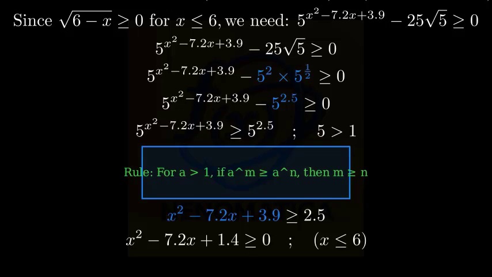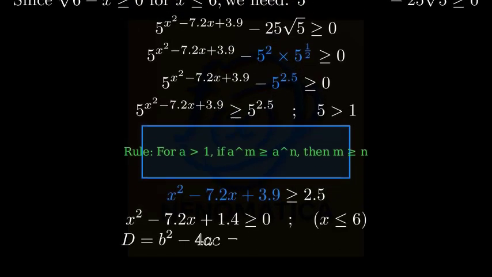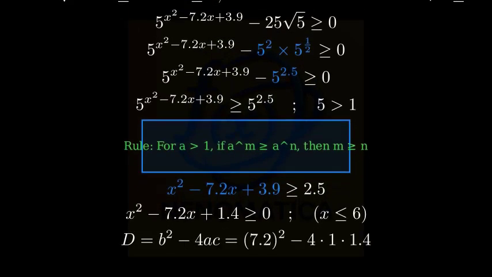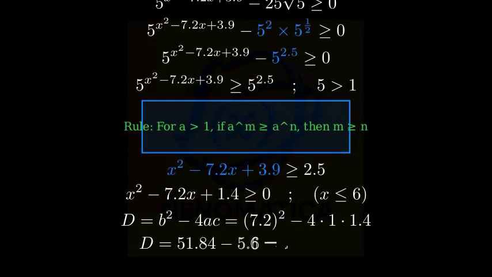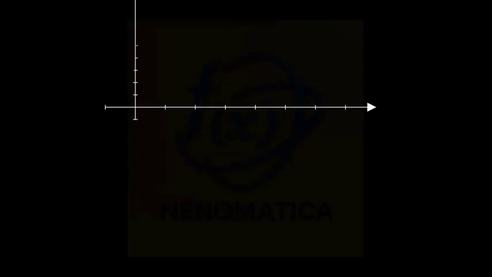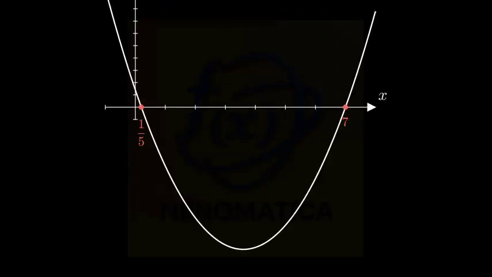Now, let's solve this quadratic inequality. The discriminant is b squared minus 4ac, which gives us 7.2 squared minus 4 times 1 times 1.4. This equals 51.84 minus 5.6, which is approximately 46.24. Since the discriminant is positive, the quadratic has two real roots. Using the quadratic formula, the roots are approximately 0.2 and 7.0.